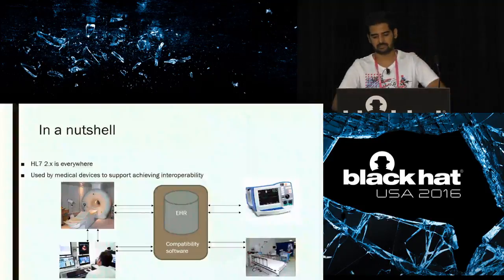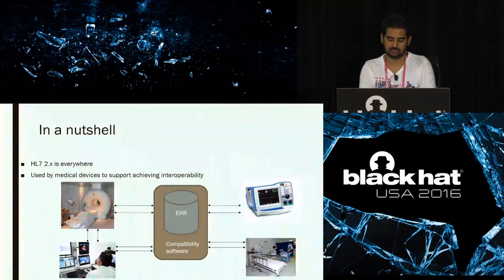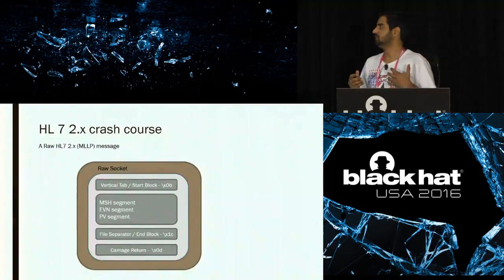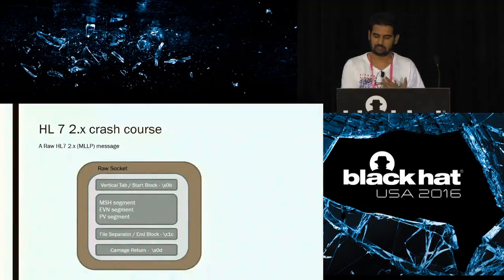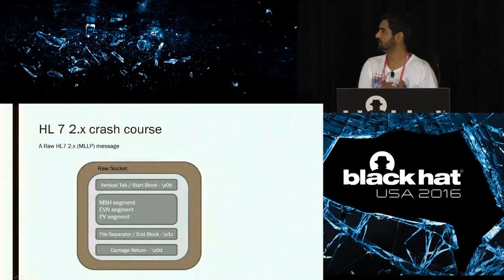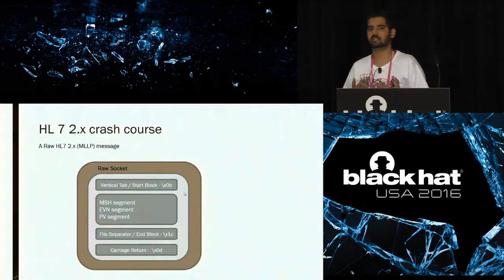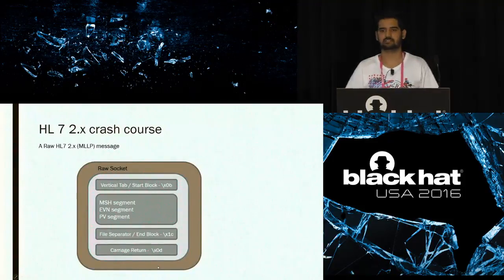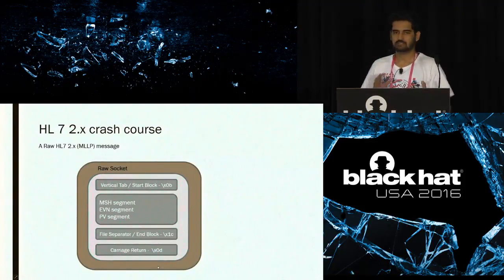So let's just deep dive into the system and let's see what it is. When you talk of an HL7 message, this is what you find. You have a raw socket. It starts with a 0xB. It runs over TCP/IP. So this is the start of the message. These are all segments. This is where you put in your text data, and then you have the ending block and the carriage return. This is how an HL7 message looks.